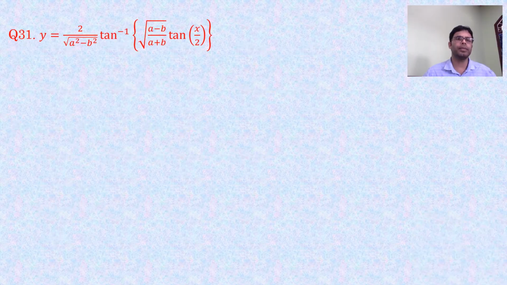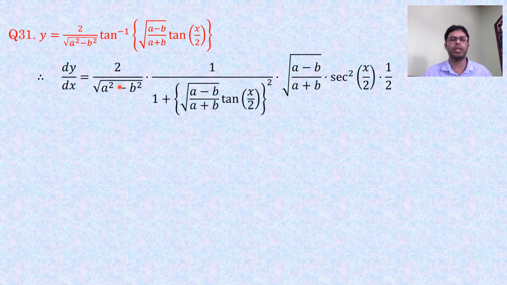Okay, so the next one, y is equal to 2 by root over a square minus b square. This is constant number. Don't think about this one. Then tan inverse of this, and this part is already done. We have already done this part in earlier part. So very simple, dy dx is equal to, this is remaining same, tan inverse function derivative is 1 by 1 plus this whole term square into d dx of this part. This is constant, so remaining same, tan function derivative is sec square, x by 2 remaining same, then x by 2 derivative is 1 by 2.